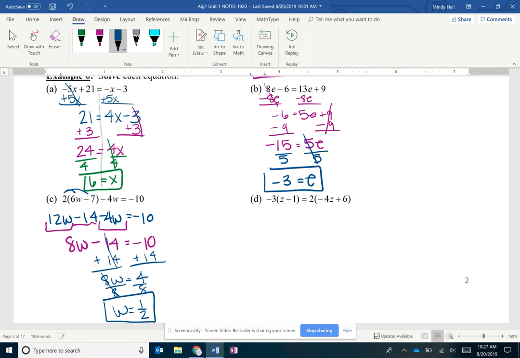Please do. All right, so then for d, we have to distribute. So negative 3 times z is negative 3z. Negative 3 times negative 1 is positive 3. And then 2 times negative 4, z is negative 8z. And then 2 times 6 is 12.